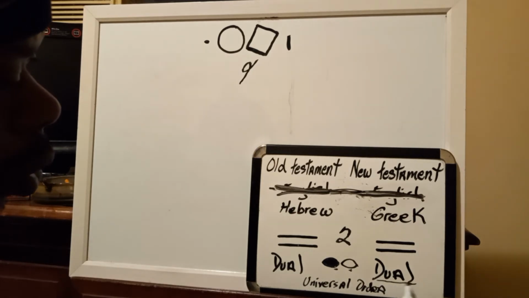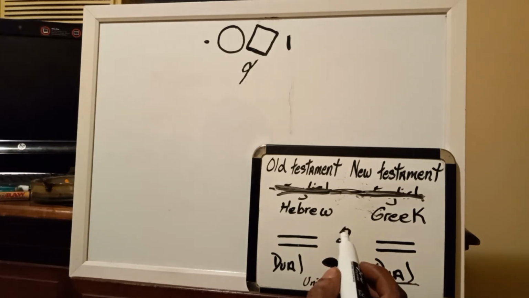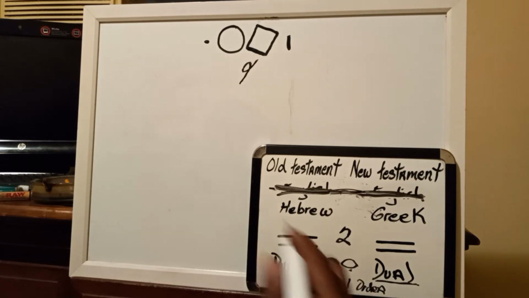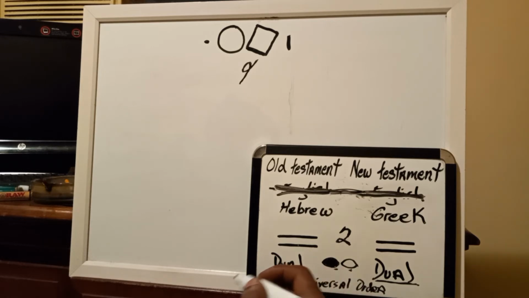Dual. So, in the beginning was the Word, and the Word was dual, two. Or the word was non, order. But it still was dual. And the Word was with God, and dual was with God. And the Word was God. And the Word, which is dual, was God.